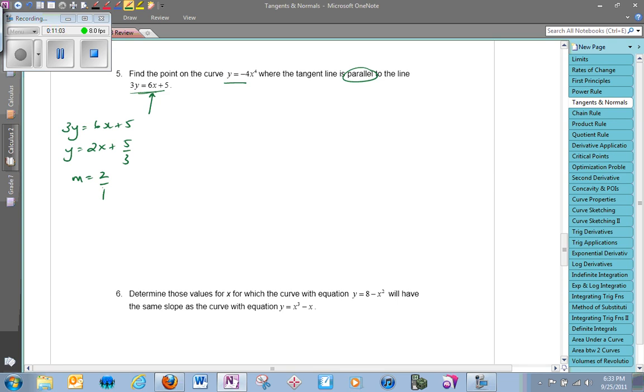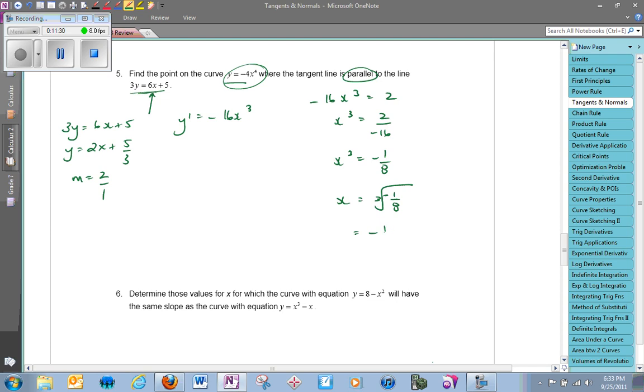So now that I have the slope, I know that the slope will equal the derivative of this function here. So everybody take the derivative. So y primed is negative 16x cubed. Well, that's equal to 2 over 1. So negative 16x cubed is equal to 2. So x cubed is equal to 2 over negative 16. X cubed is equal to negative 1 over 8. That means x is the cube root of negative 1 over 8, which is negative also, so it's going to be negative a half. So I now know the x coordinate.